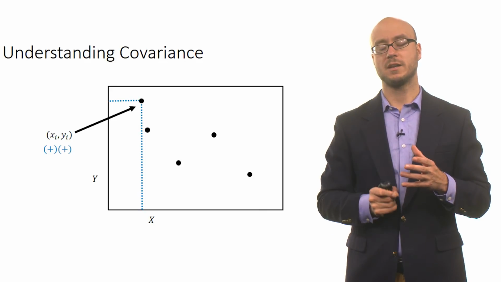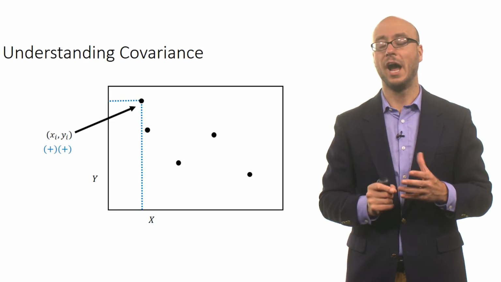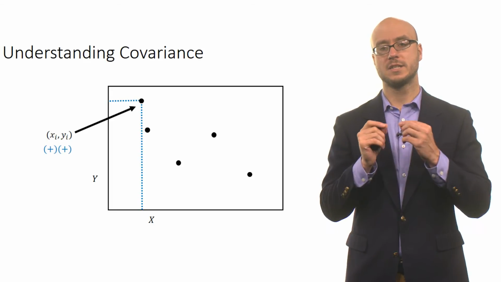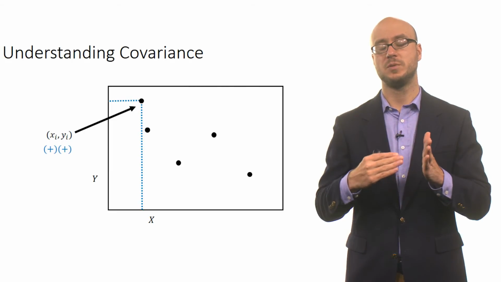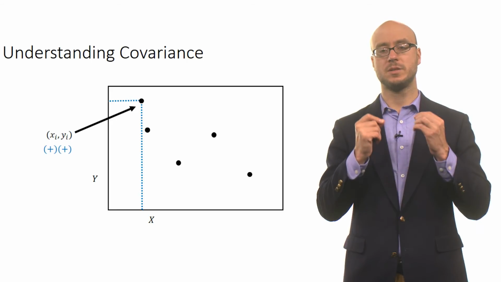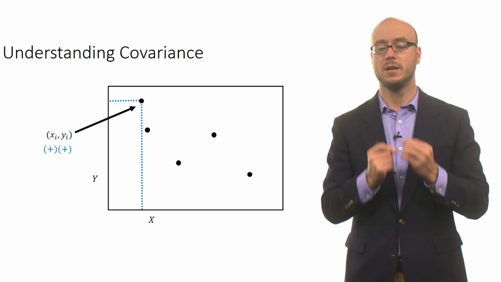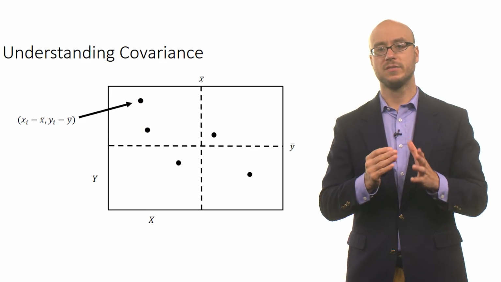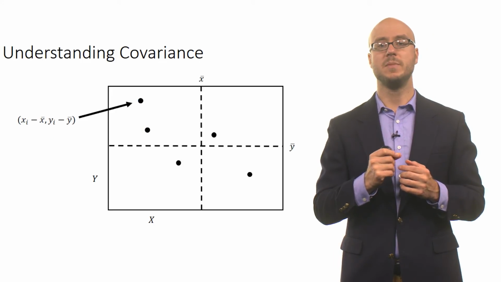But when we calculate covariance, what we're actually doing is subtracting out the mean of x and subtracting out the mean of y. To put it another way, instead of locating our data points in relationship to the overall x and y axes, we should locate our data points in relationship to the mean of x and the mean of y, because that's what covariance is really doing. So here I've labeled the mean of x and the mean of y.